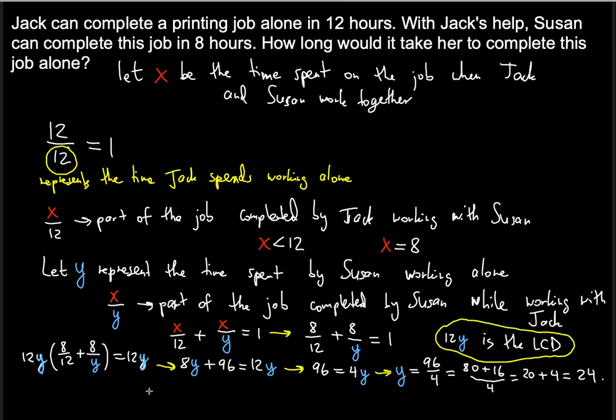Right? So we can say it takes Susan 24 hours to complete the job alone. So, as you can see, twice as long as it took Jack to do the same thing alone.